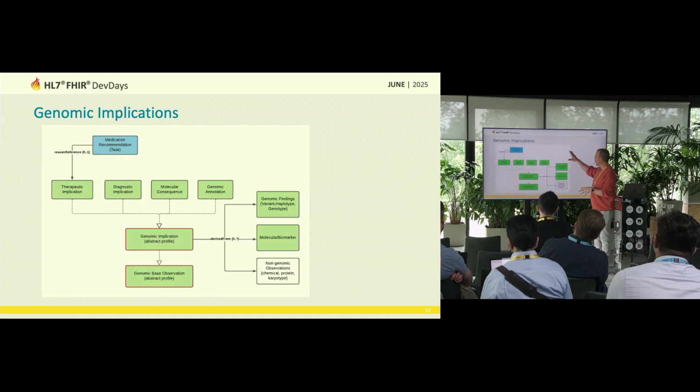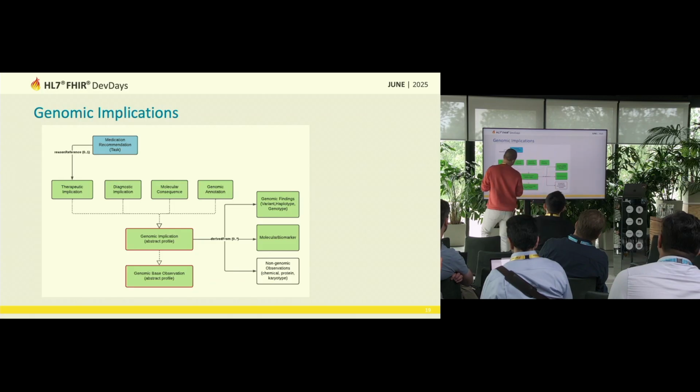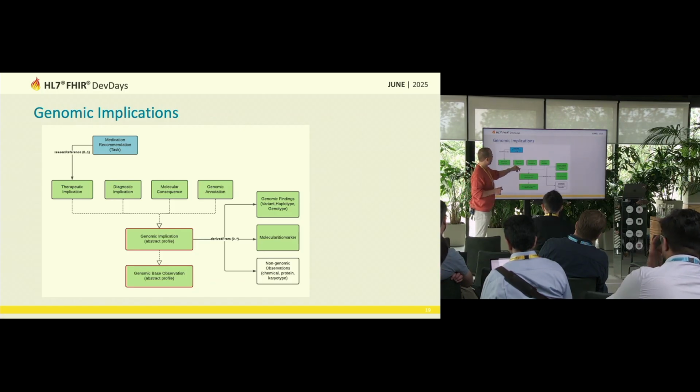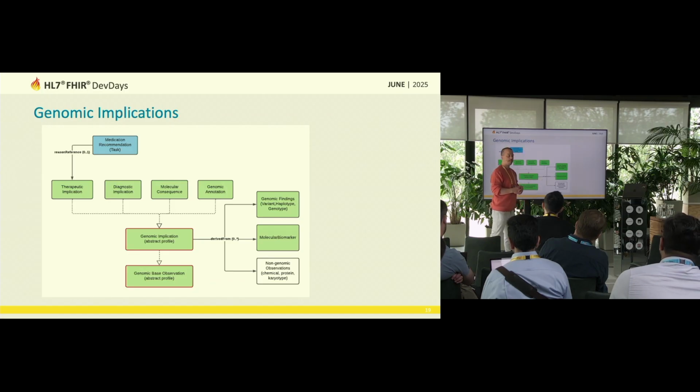And the last slide with a lot of boxes. Now we're looking at the implication side. So we read the findings, now we're at the implication. Still the same base profile, genomic base observation, genomic implication, and there we have the therapeutic, diagnostic, molecular, and generic annotation, all deriving from the genomic implication. And these genomic implications can generally be derived from findings, but also from biomarkers, or a combination of biomarkers and findings, or also a combination of non-genomic observations, biomarkers, and findings. So yeah, really free here.